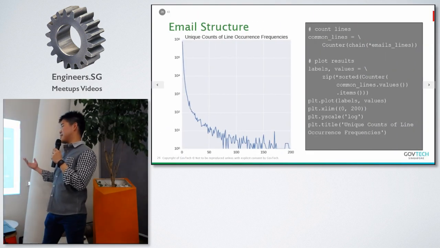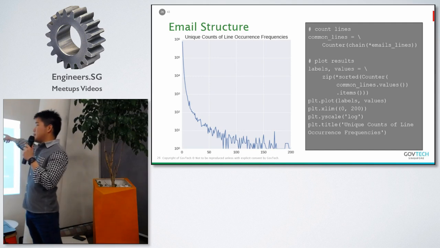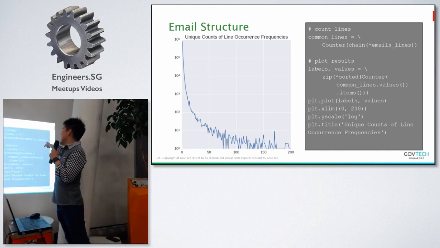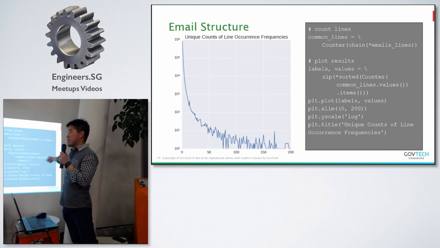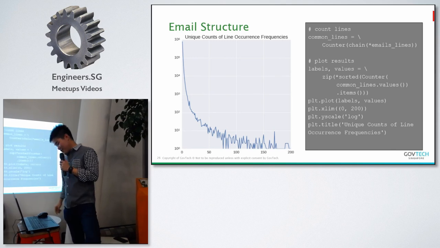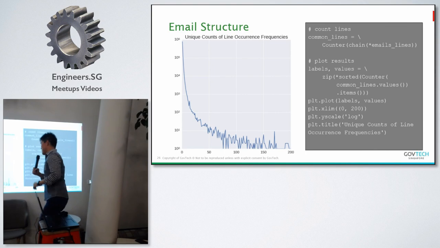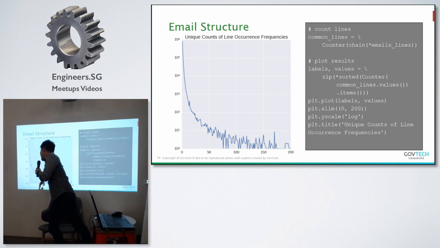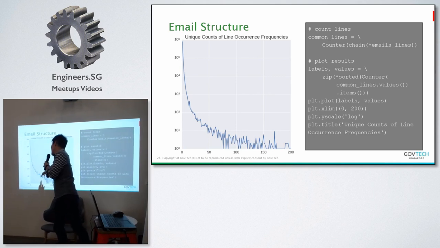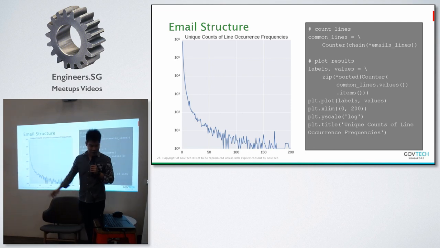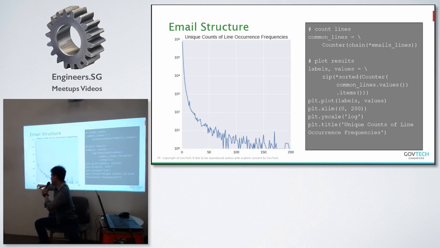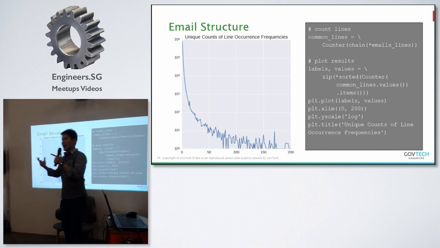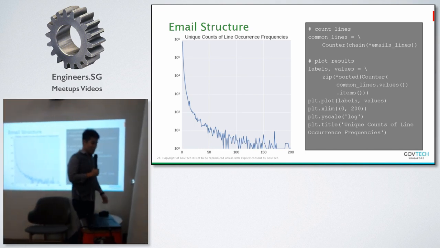And just some plots that I did. So just to go through the steps, I counted the lines within the emails using the counter, and then after that, I counted the counts to get this plot. And this is just saying that lines with 50 counts can be repeated about 10 times, and you can see that lines that appear exactly once in the email, there are almost a million of them.